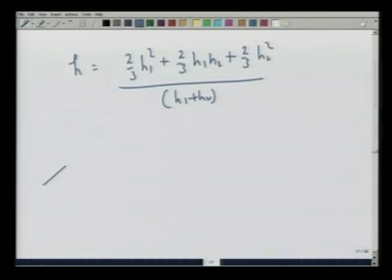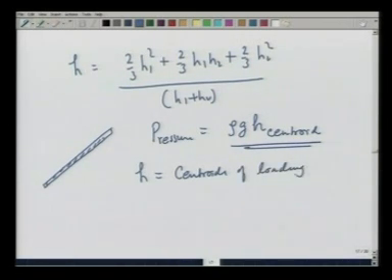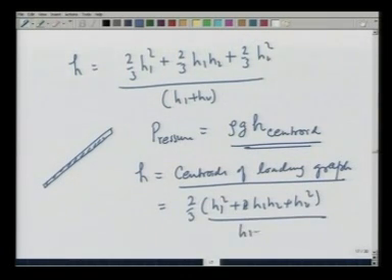So, the rectangular sheet that is submerged in water feels an average pressure which is given by rho g times the depth h of the centroid of the plate, and it acts at a depth equal to the centroid of the loading graph, which in the case of a rectangular sheet comes out to be 2/3 times (h1 square plus h1 h2 plus h2 square) divided by (h1 plus h2).